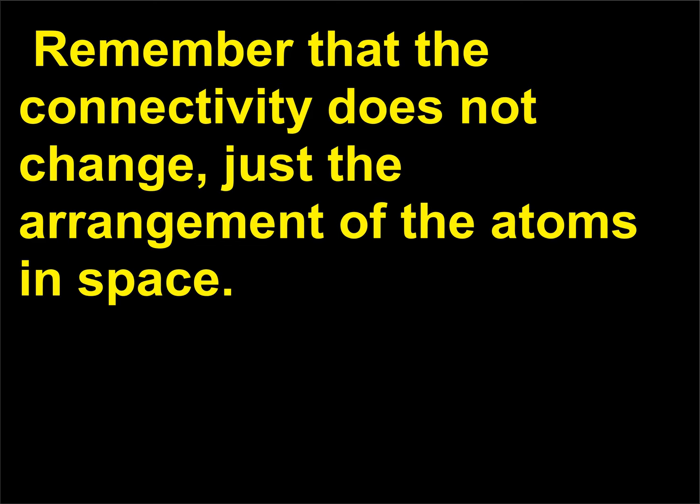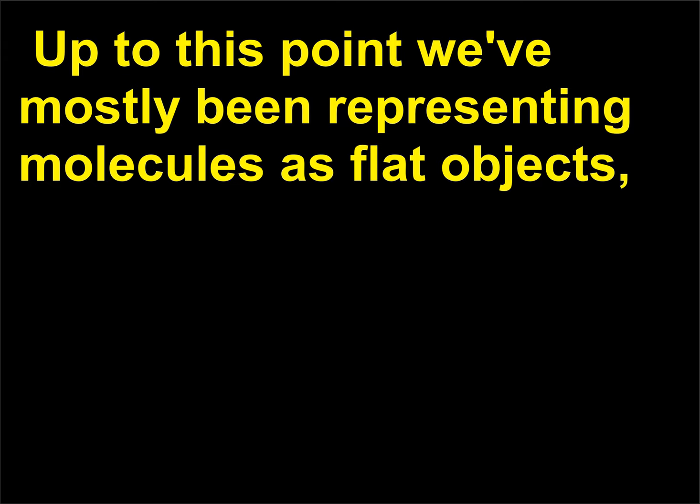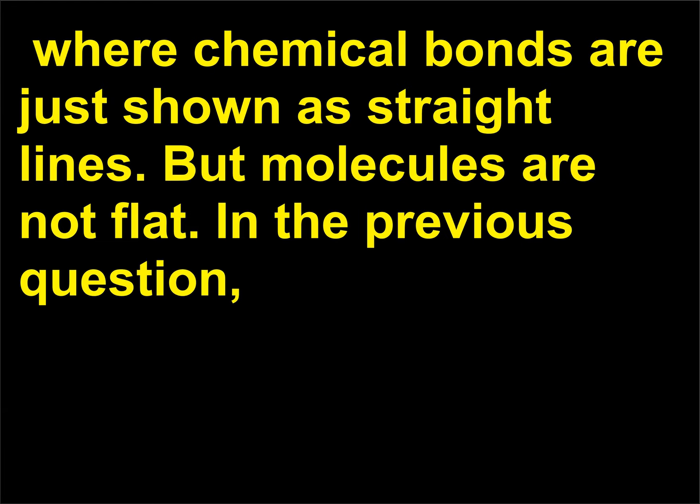Wait, what do those dashed and wedged bonds mean? Up to this point, we've mostly been representing molecules as flat objects, where chemical bonds are just shown as straight lines. But molecules are not flat.